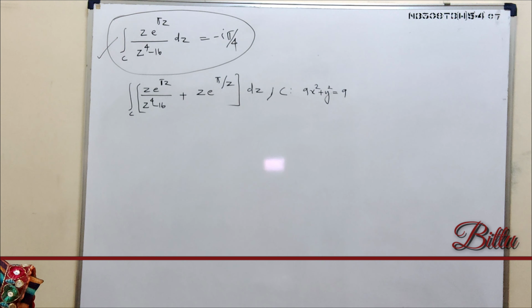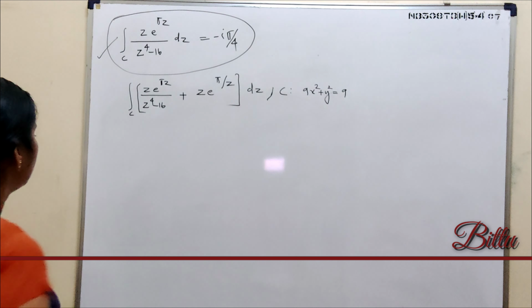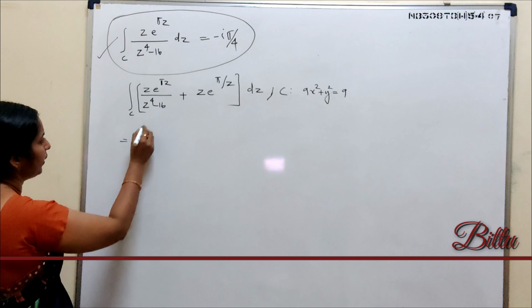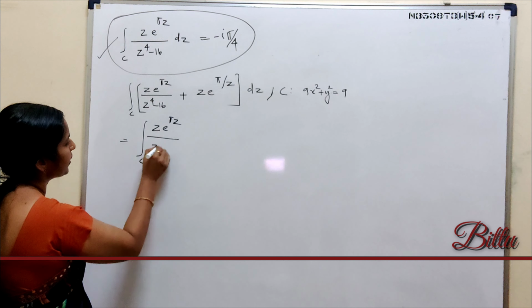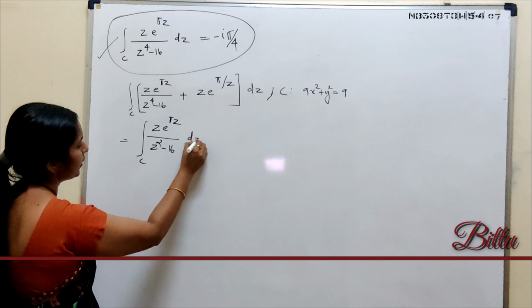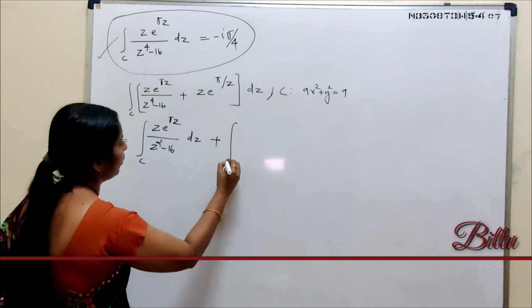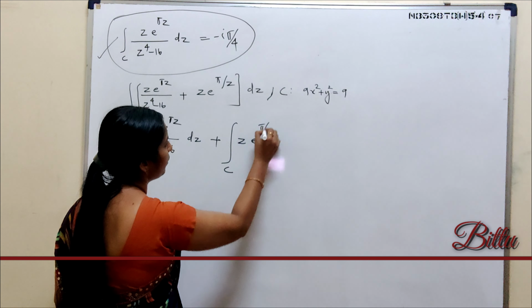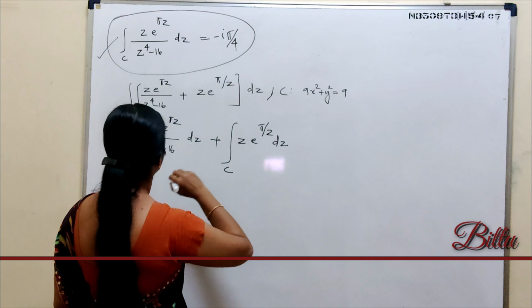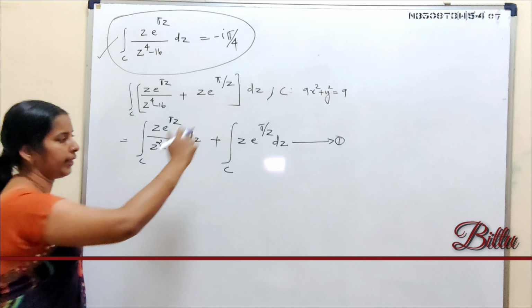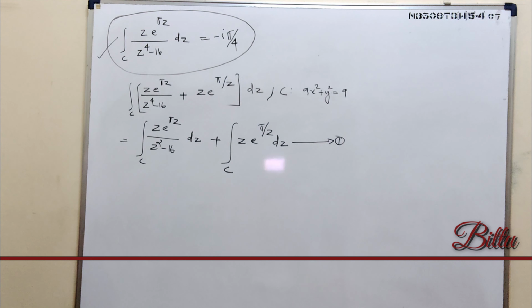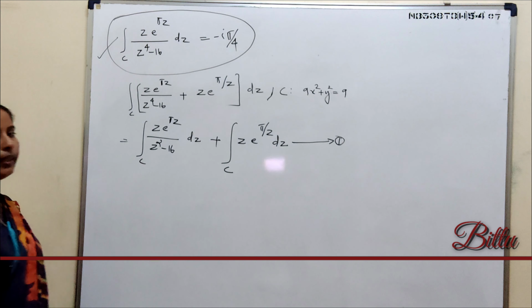You can evaluate this integral by splitting the integral into two integrals. So this integral can be written as the integral over C of z e raised to pi z by z square minus 16 dz plus the integral over C of z e raised to pi by z dz. By evaluating both integrals and putting them in equation number 1, we will get the required answer of the given integral.